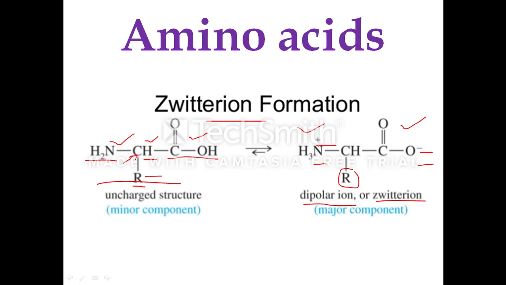Then you have to show NH3 plus, CHR, COO minus. This is a dipolar ion of the amino acid, and this Zwitterionic structure will be observed at physiological pH. So in most conditions we find the amino acid in the Zwitterionic structure.